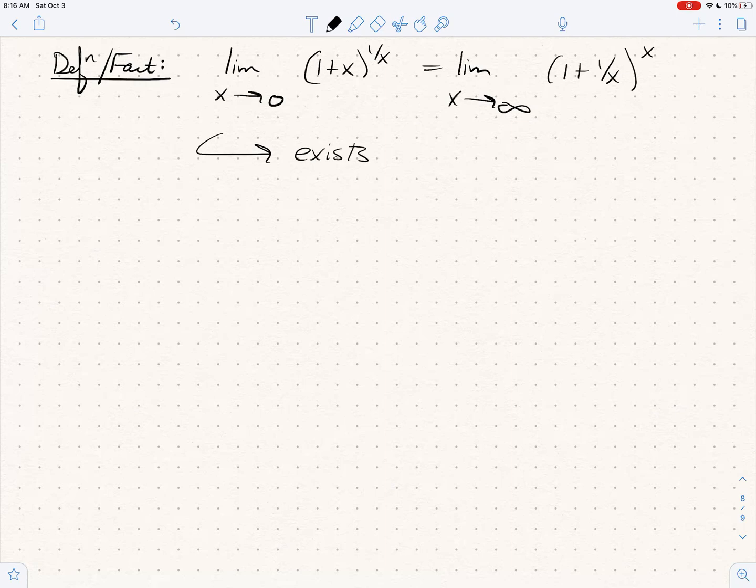It exists, so it's some finite number. We're going to call it e. So e is the value of this limit. Now, this is a terrible way to define e, but it's how we're going to do it in this class. There are some different ways you can do it. I'll show you later what's so special about it. But for now, it's just a number.